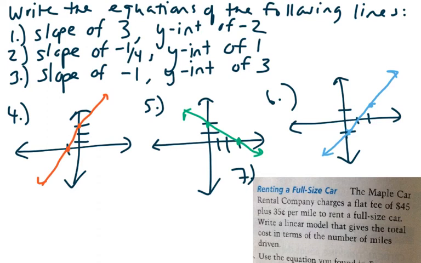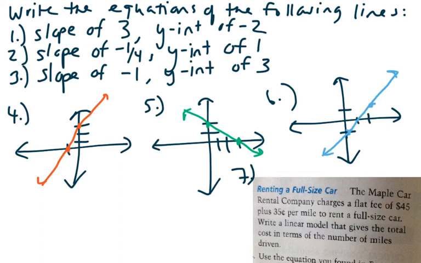Write the equations of the following lines. So for the first 3, you're given the slope and you're given the y-intercept. So slope of 3, y-intercept of -2, slope of -1/4, y-intercept of 1, and a slope of -1, y-intercept of 3. For the next 3 problems, you're given the graph, and just keep in mind, I put the dots there so that you could see where the points are. I'm aware that it might look a little bit sloppy there. And then number 7 is another word problem.